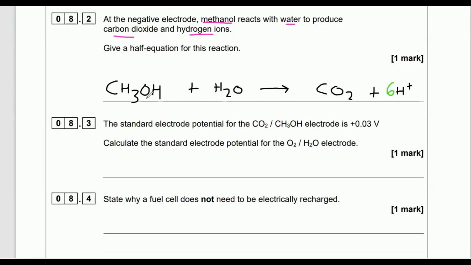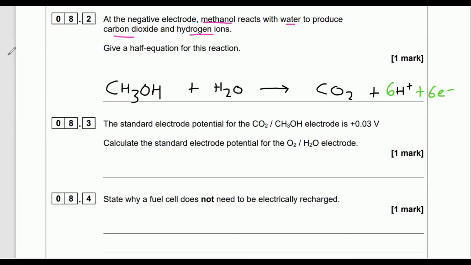Let's check out the oxygen. I've got one here in the methanol, one here in the water, and I've got two here in the carbon dioxide. So oxygen's fine. And I've got one carbon in the carbon dioxide and one in the methanol. So the carbon and oxygen, perfectly fine. We just needed to add in those hydrogen ions. Now check the electrical balance. It's neutral on the left, on the reactant side. It's not neutral on the right. So let's whack in our six electrons.